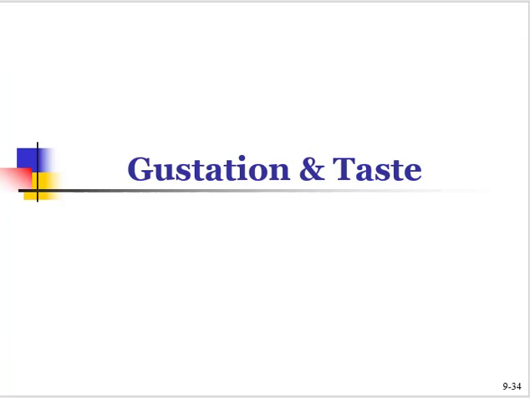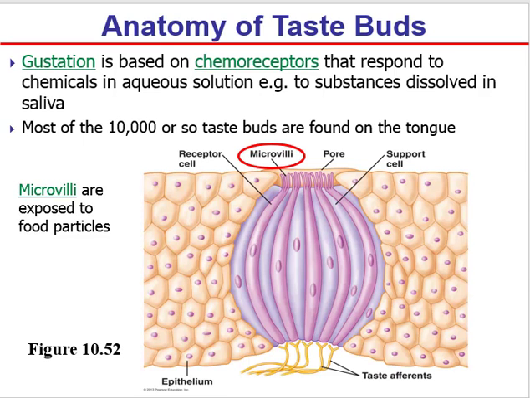Now let's talk about gustation and the sensation of taste. This gourd-shaped receptor buried in the surface of your tongue is responsible for the sensation of taste, called gustation. It's functionally based on chemoreceptors that respond to a variety of dissolved chemicals in aqueous solution, aka your saliva. There are about 10,000 taste buds on your tongue.